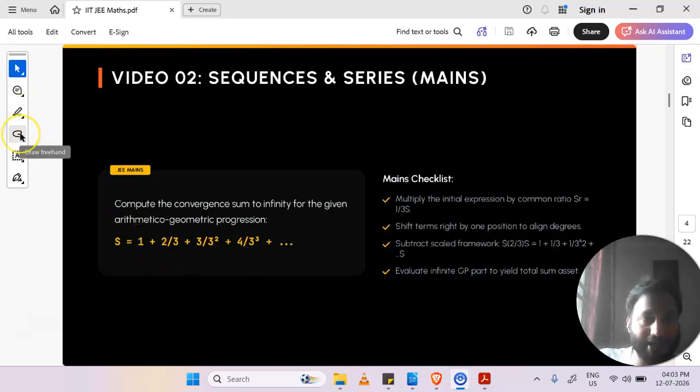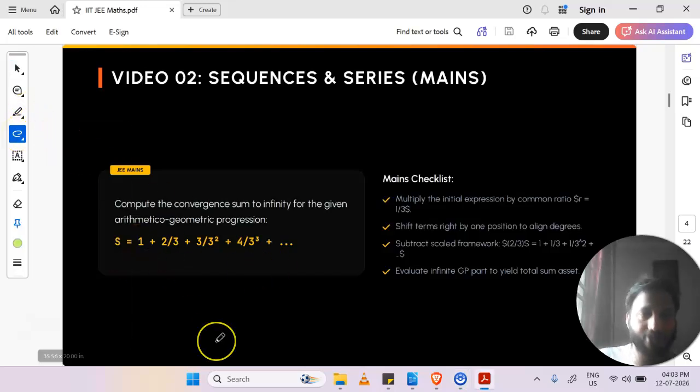If you look at this series, it's a combination. If you have a careful look, S is equal to 1 plus 2 by 3 plus 3 by 3 square plus 4 by 3 cube plus, and it goes on up to infinity. What can be the sum of this series, and how are you going to evaluate it within the given time frame in the exam setting?